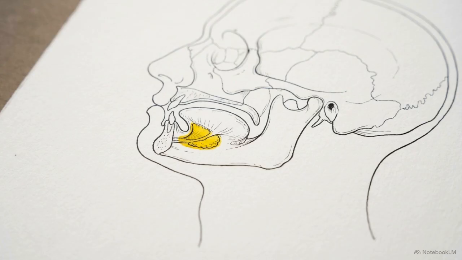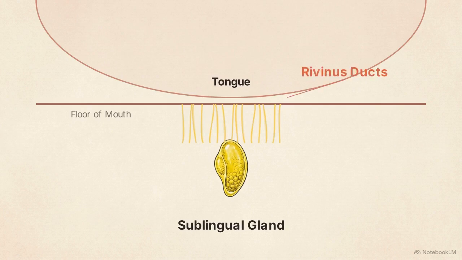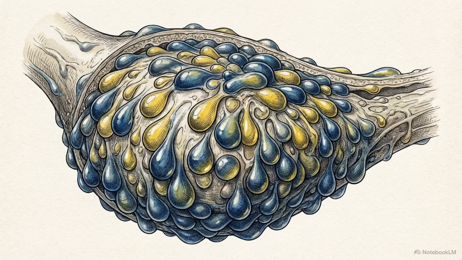Finally, we reach the smallest of the three major pairs, the sublingual gland, which sits directly under the tongue. As we look under the tongue in this diagram, notice the unique ductal architecture. Unlike the single main ducts of the parotid and submandibular glands, the sublingual gland relies on dozens of tiny short pathways, called the ducts of Rivinus. Because its primary function is the physical lubrication of the oral cavity, it produces almost exclusively thick, mucus saliva.